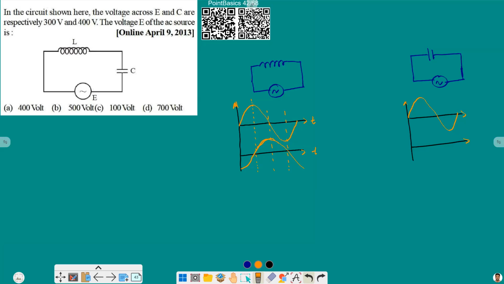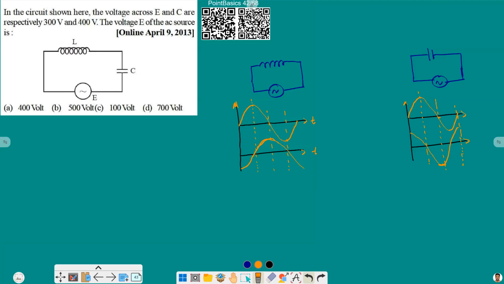Here the current is lagging behind by 90 degrees, and in case of a capacitor, the current leads by 90 degrees. So in case of a capacitor, the current will be something like that. It will be starting from here and will be going something like this, and here we will have the peak, and here we will have something like this. So this kind of behavior will be shown in case of a pure inductive and pure capacitive circuit.